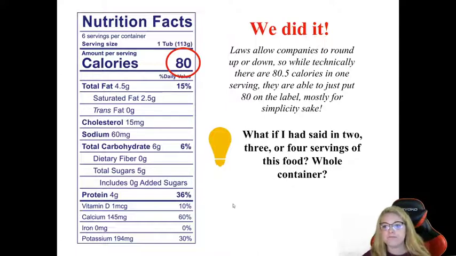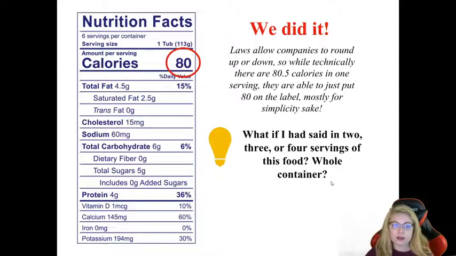Now, what if we did this but for 2 or 3 or 4 servings of this food, what would you need to do? Okay, if I said that we needed to calculate the amount of calories in 2 servings of this, and we only had the information on the other page, you would do the math all out like you did, but you would obviously times it by 2 or 3 or 4.